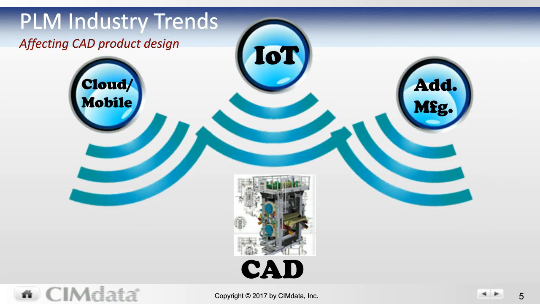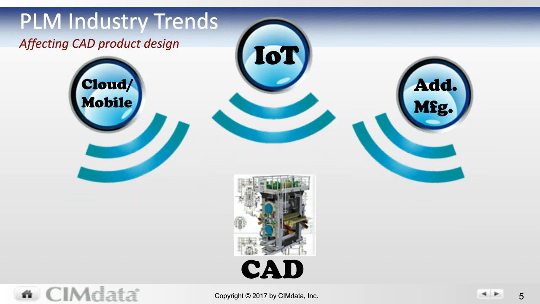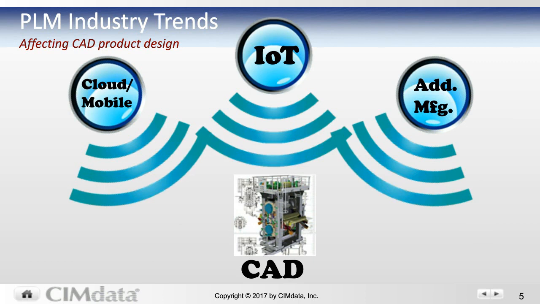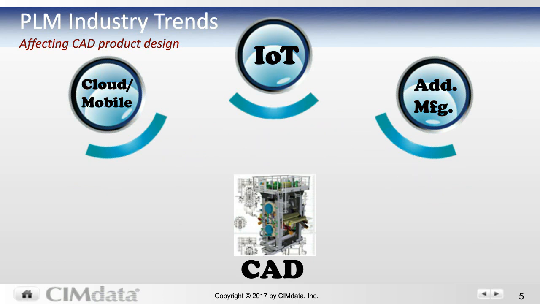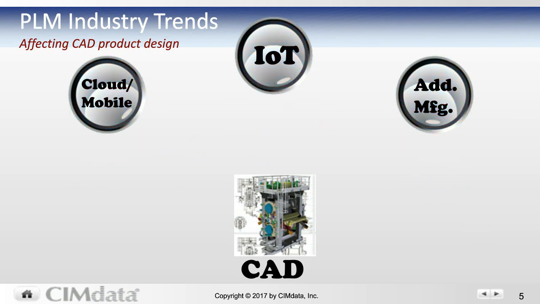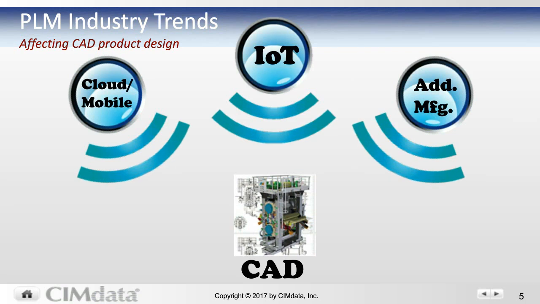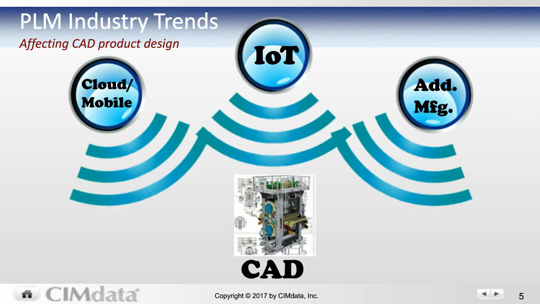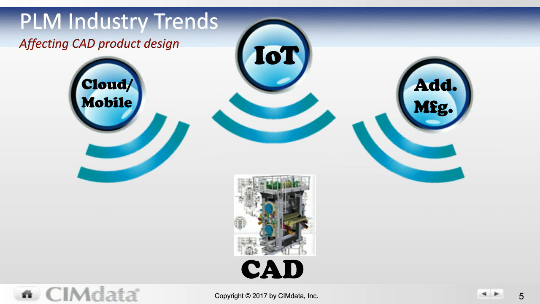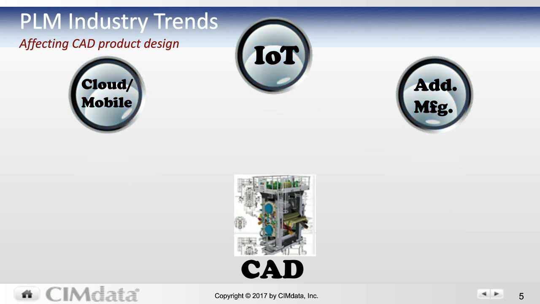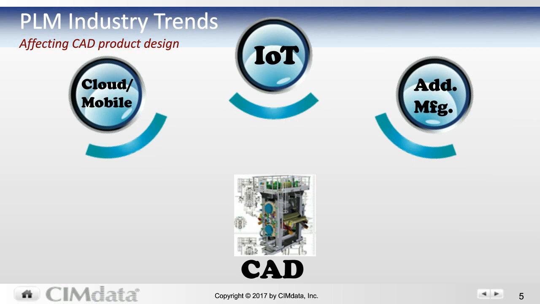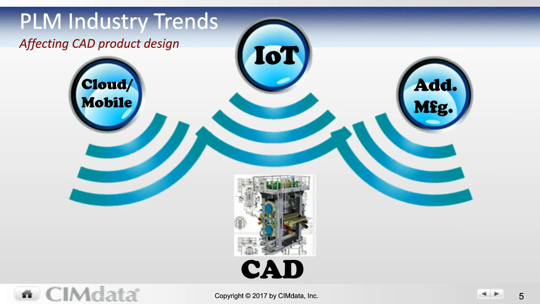Consider IoT. More and more products will be web-enabled, forcing an increase in electrical design and its physical packaging within products, growing the size of those products' designs. Additive manufacturing methods, which often rely on faceted geometry, will increase the size of models within assemblies.